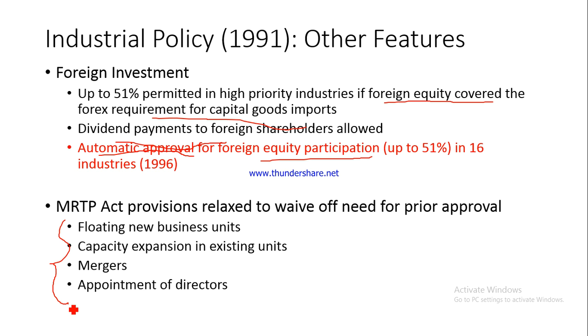However, in 1991, what happened? The provision regarding compulsory government approval before indulging in any of these four was removed. That particular provision was basically relaxed, and now the firms didn't have to apply for prior approval whenever they are setting up a new unit or expanding capacity, merging with some other firm, or appointing their directors. So in that sense, Industrial Policy 1991 relaxed the provisions of the MRTP Act.